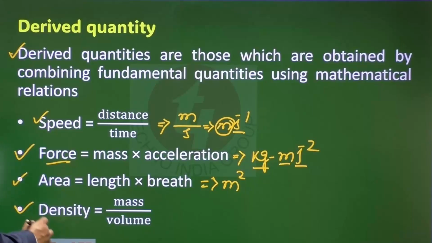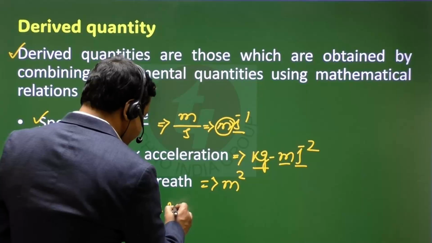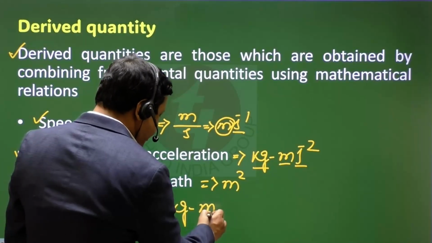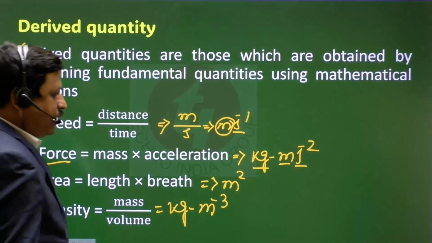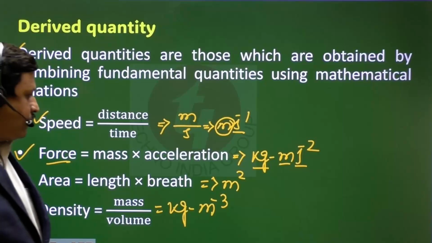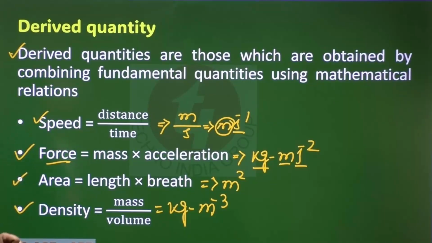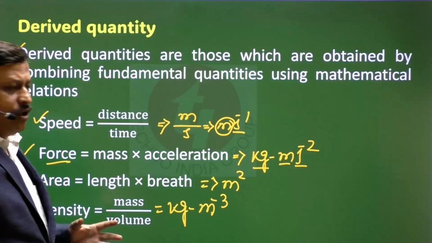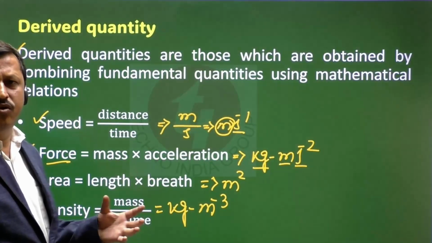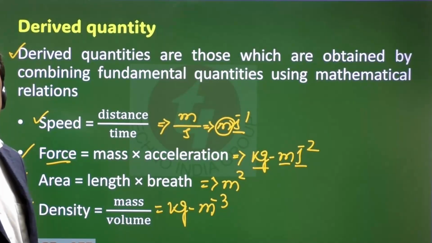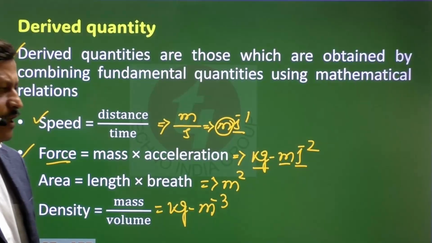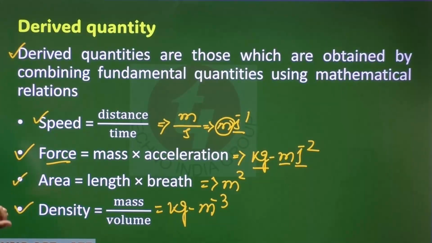Density is mass by volume. So the unit is kg per meter cube. This is also a derived quantity. So these are the derived quantities which depend on one or two or more fundamental quantities or derived quantities. These are the derived quantities, okay?